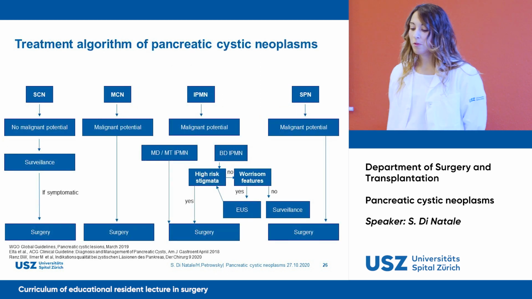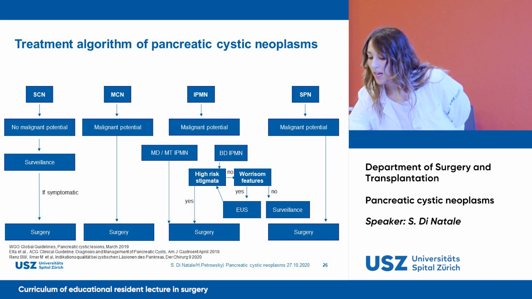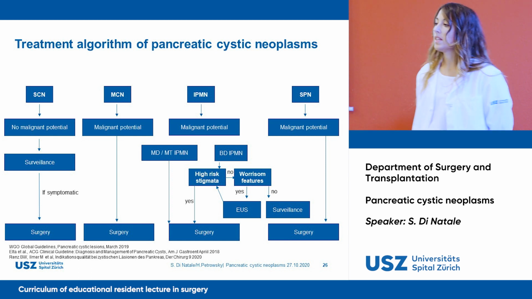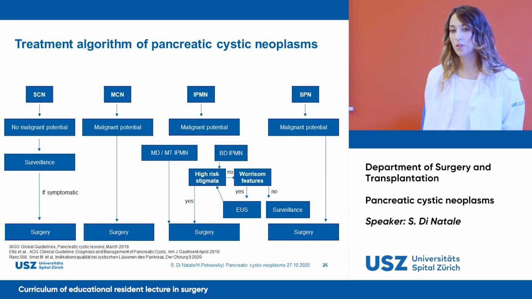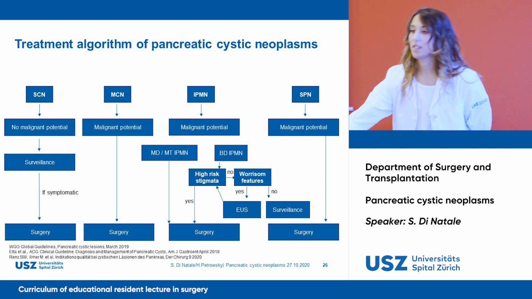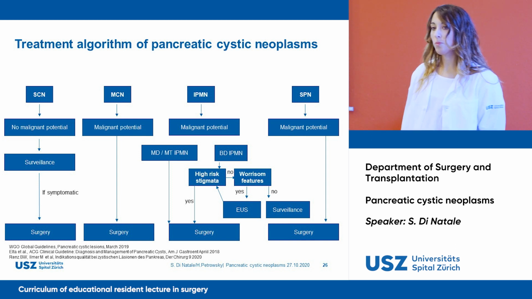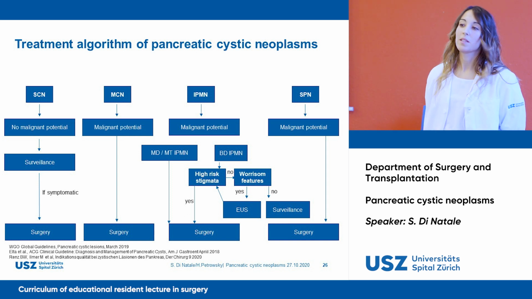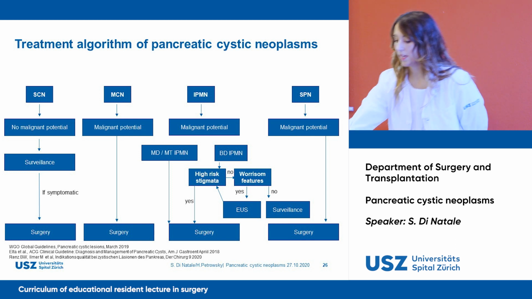Now I would like to summarize the treatment algorithm of the 4 pancreatic cystic neoplasms presented before. Serous cystic neoplasms have a very low malignancy rate, and that's why they should be surveilled. At least, if they're symptomatic, consider surgery. Mucinous cystic neoplasms have a high malignancy rate, and that's why they should be resected. Solid pseudopapillary neoplasms also have a quite high malignancy rate, and that's why they should also be resected.